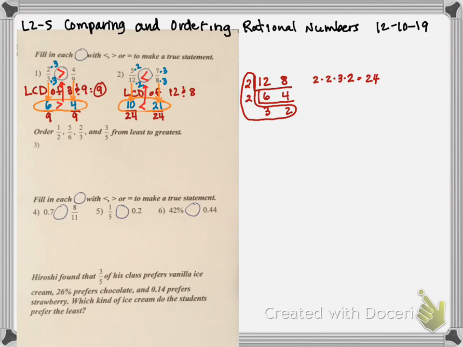Okay, next problem. They want me to take 1/2, 5/6, 2/3, and 3/5, and they want me to figure out what order they would be from least to greatest. So let me just talk about that. Least comes first, greatest is at the very end. Okay? All right. So off to the side, let's go ahead and do LCD.